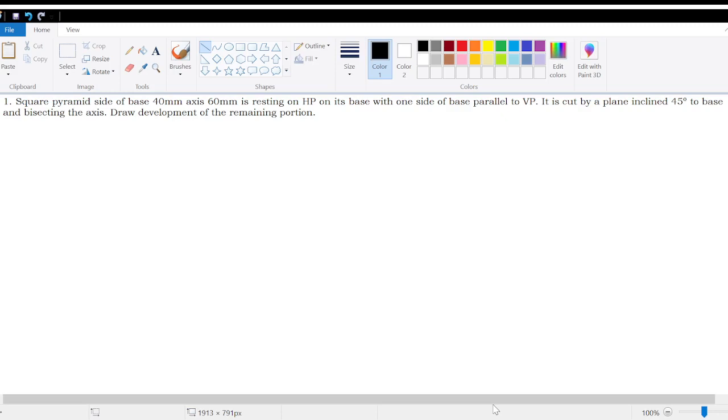Whenever you get a question on development of surfaces, you first have to draw the simple position, which will include the plan and the elevation. We'll draw it towards the left, starting from the left, so that the development can be drawn on the right top portion. Usually we'll be drawing the development along the side of the elevation, depending on the case. Now, a square pyramid, base 40 mm and axis 60 mm. So we'll go with the drawing part. First we'll draw the XY line, then the plan and the elevation.